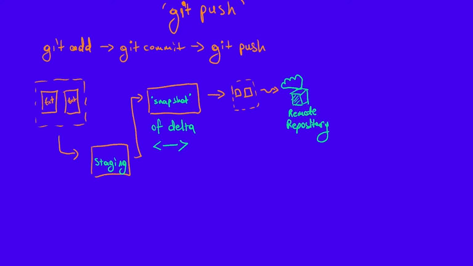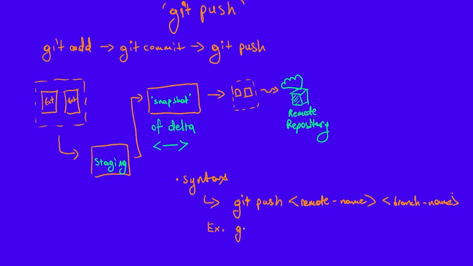Git push is used to update a remote repository with the committed changes from your local repository. The remote repository is often located on a server such as GitHub, GitLab, or Azure DevOps, as mentioned previously. The basic syntax of the git push command is as follows: git push, remote name, and branch name. If the branch name on the remote repository is different from the local branch name, you can specify the remote branch name during the push.